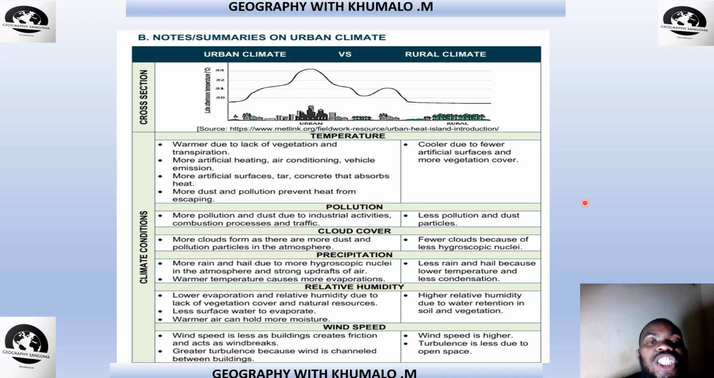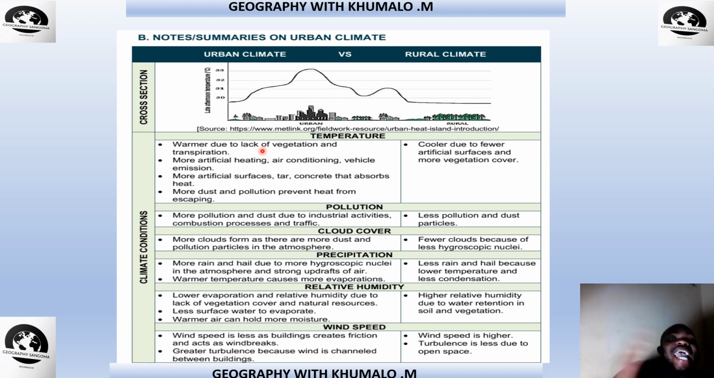So a cross section of an urban climate is this one. Now, let's look at the temperature, the climatic conditions in a city. Now, temperature warmer due to the lack of vegetation and transpiration. So now, the temperatures in the urban settlement, they are warmer.